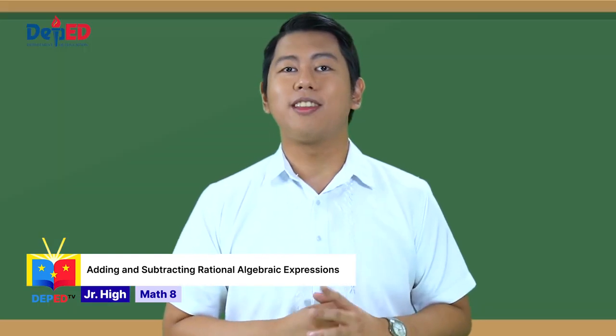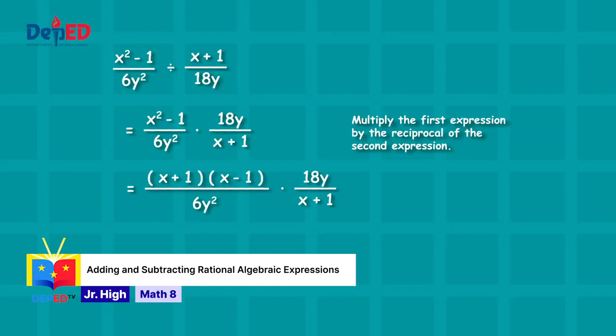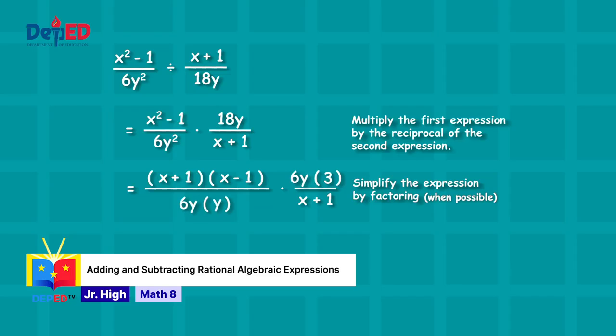Now, how can we make this operation easier? We can factor x squared minus 1 as the product of x plus 1 and x minus 1. What else? We can get the greatest common factor of 18y and 6y squared, which is 6y. Now, this can be written as the quantity of x plus 1 times the quantity of x minus 1 all over 6y times y multiplied by 6y times 3 all over x plus 1.